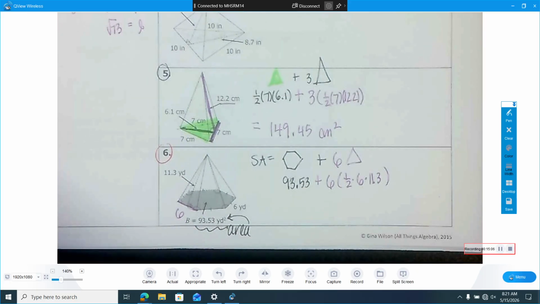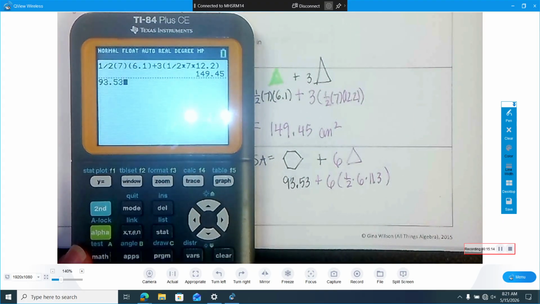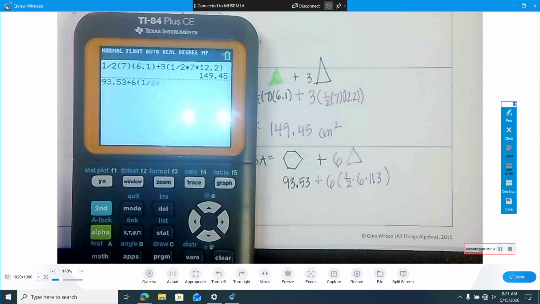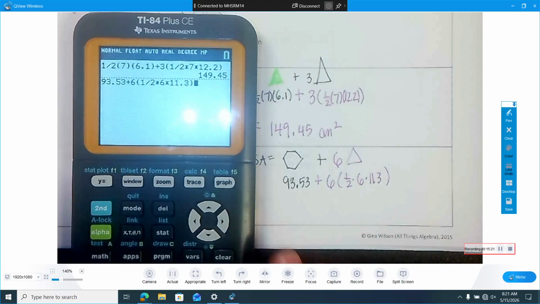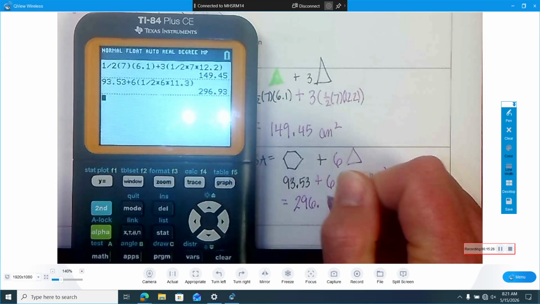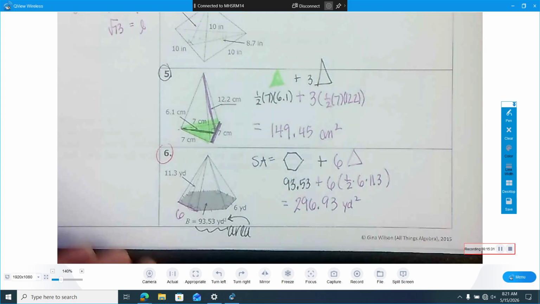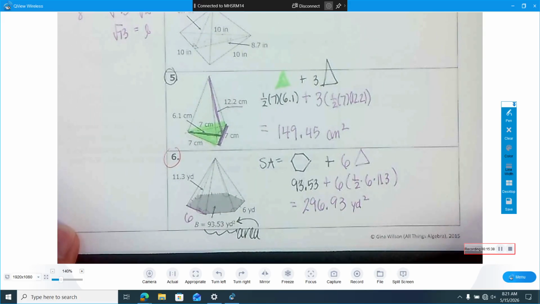All right. So I can put that all in my calculator here. Now, what would we do? People used to be so smart, and now we're just not, because they would have calculated all of this by hand. But we're smart for using our tools. All right, so 296.93 square yards. Do you guys have questions for me? Okay.